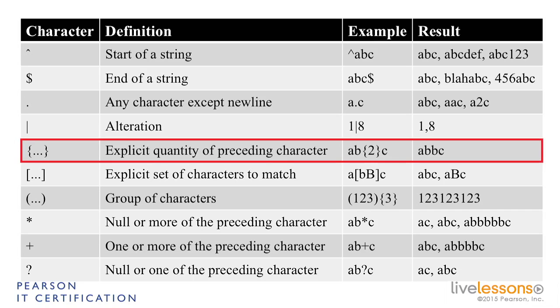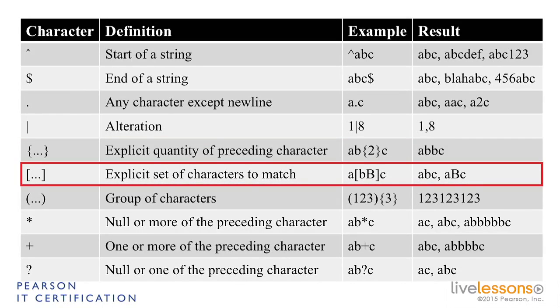And then we have the curly brackets. That signifies an explicit quantity of the preceding character. So AB{2}C means that you will get a match on ABBC. And only ABBC, so if the string would be ABBBC, that wouldn't match because you're looking for 2 B's and not 3 of them.